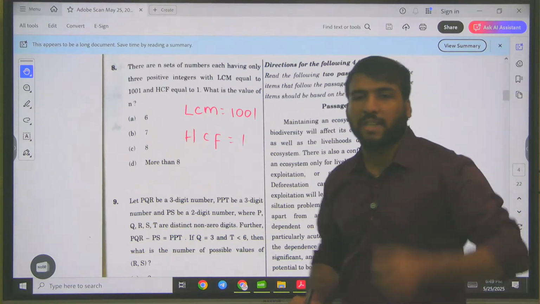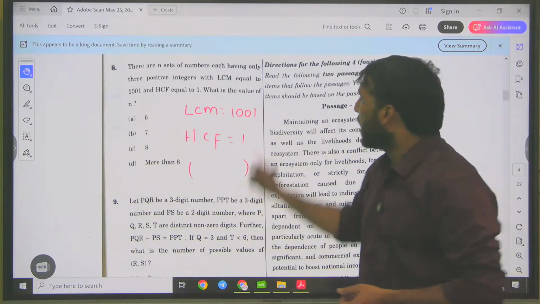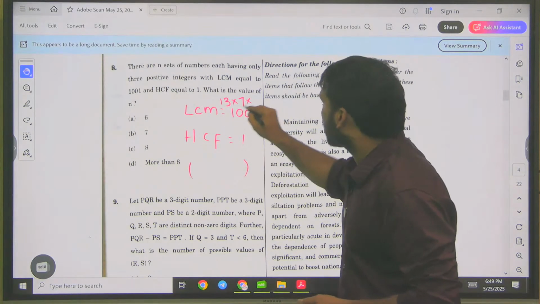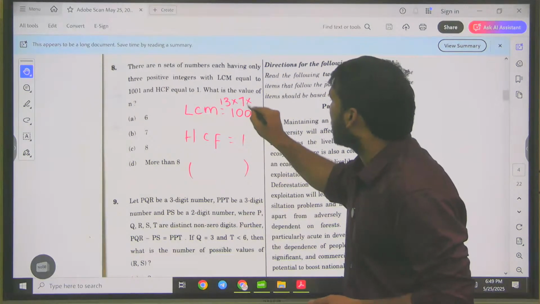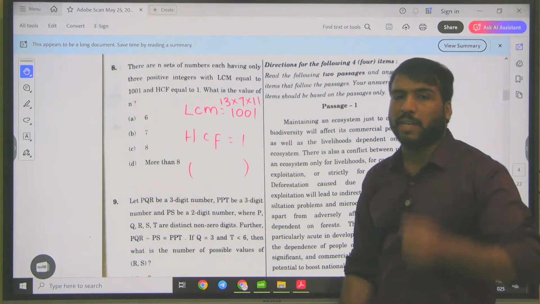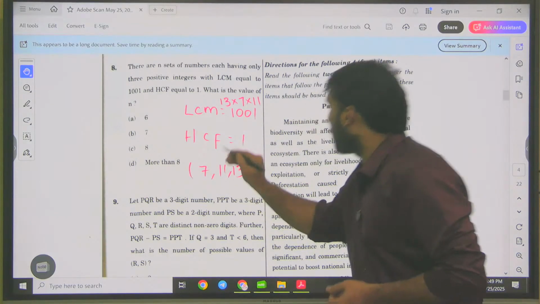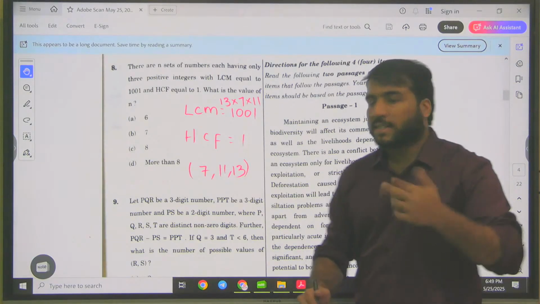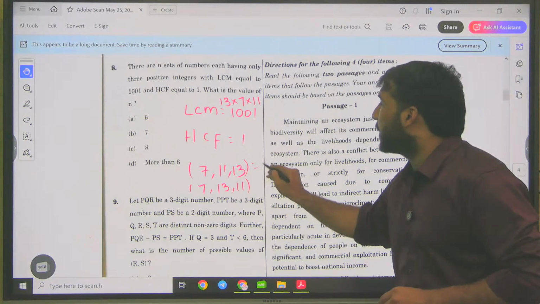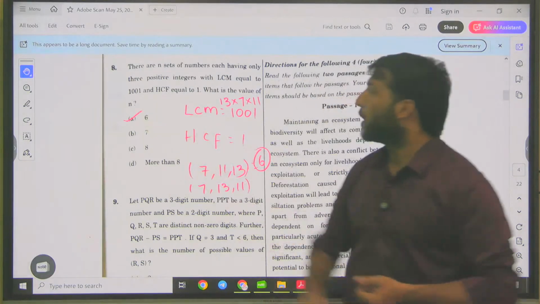So you have to frame a set which consists of 3 numbers and that should not have HCF more than 1. 1001 can be 13 into 7 into 11: 13 sevens are 91, 91 into 11 will be 1001. So what are the possibilities? 7, 11, 13. So I can change this bracket, right? 7, 11, 13 or 7, 13, 11. Like this, how many are possible? 6 possibilities. 3 factorial, which is equal to 6. Option A.